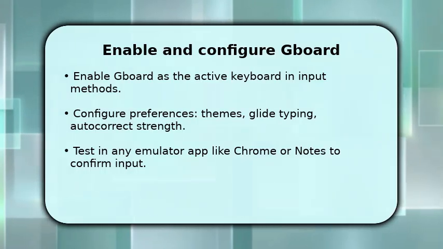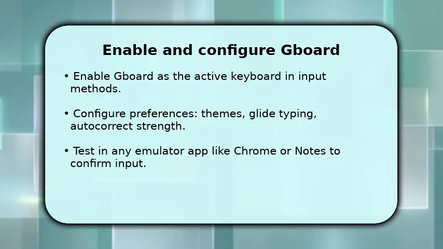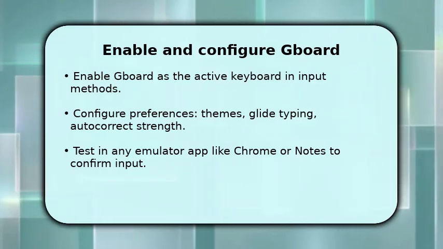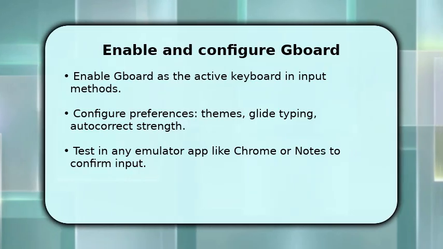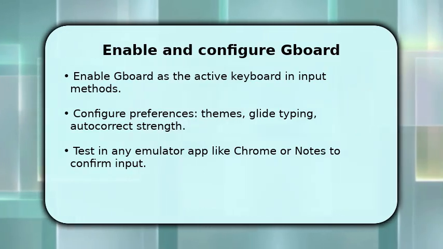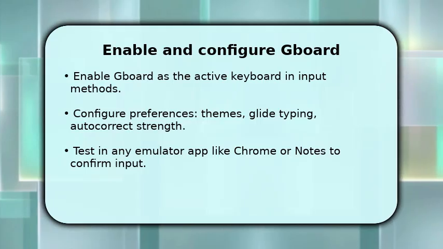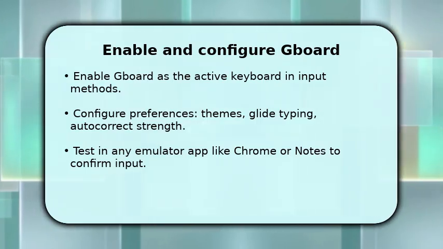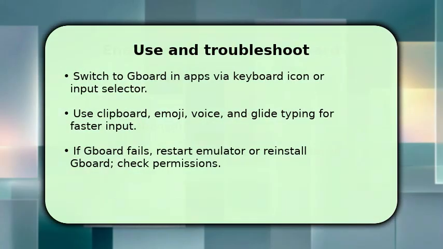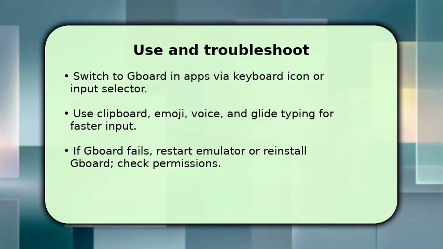Then open a text app inside the emulator, Chrome, Notes, or an editor, and tap a text field to bring up Gboard. You'll see the layout and can test swipe, voice typing, emoji, and clipboard integration to confirm everything is configured correctly. Finish by using Gboard as your typing interface in any emulator app.